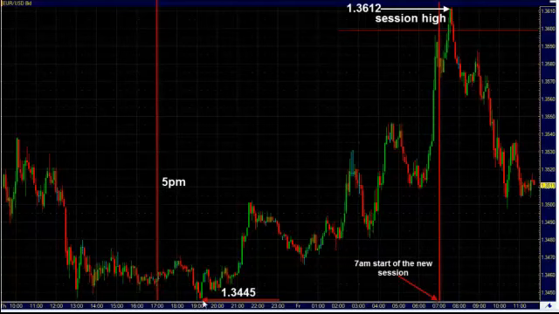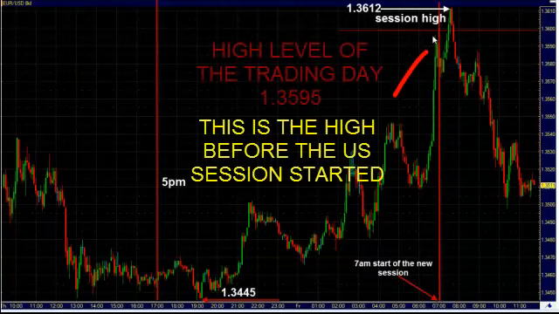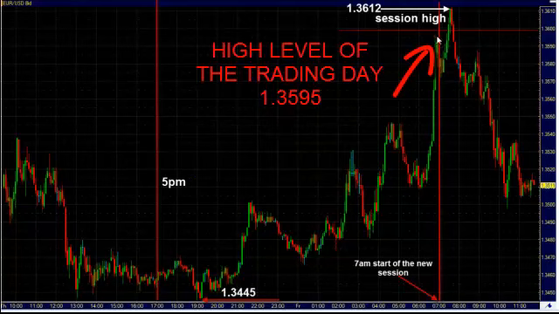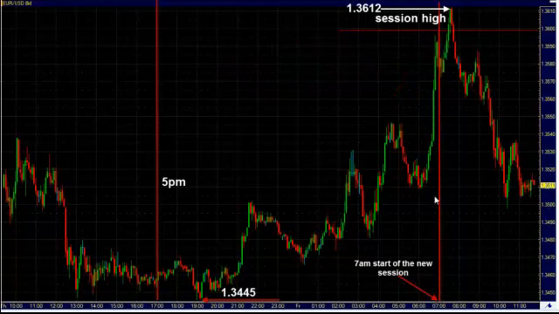You can see we had the lowest level of 134.45. We had the highest level at this point, which is approximately 135.95. Now pay attention to this start of the new session. We have placed a red line at 7 o'clock in the morning. That's the beginning of the New York session. You can see the price started moving lower.